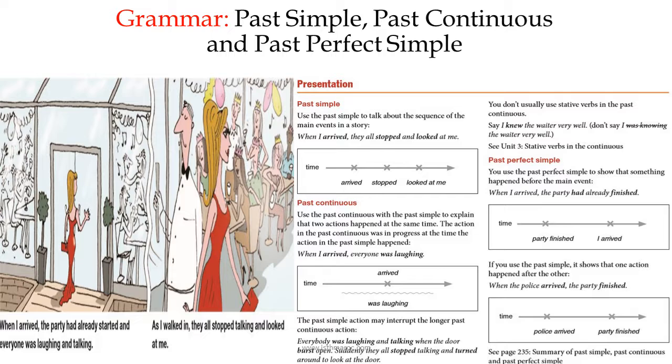So the party had already started. Had started, that's past perfect. And the form of past perfect is had plus past participle of the verb. And finally, everyone was laughing and talking, that's past continuous. So we analyze the second sentence and then we move to the presentation.